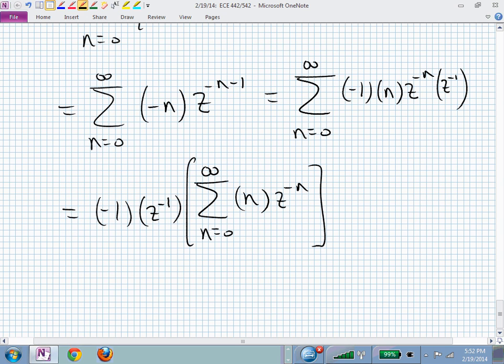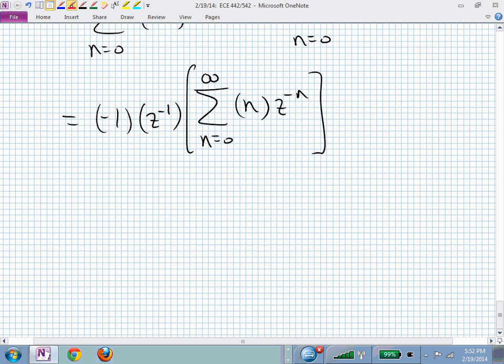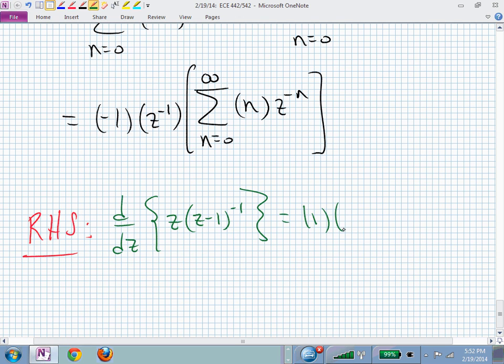Let's now look at what happens when we differentiate the right-hand side. We're pretty far along on the left-hand side. We've got what we want. That looks okay. So now the derivative of the right-hand side is this, with respect to z, of z times (z minus 1) inverse. So that's the derivative of the first times the second, plus the first times the derivative of the second, and the argument of z minus 1 differentiated with respect to z, that's just 1, and I didn't write that down.